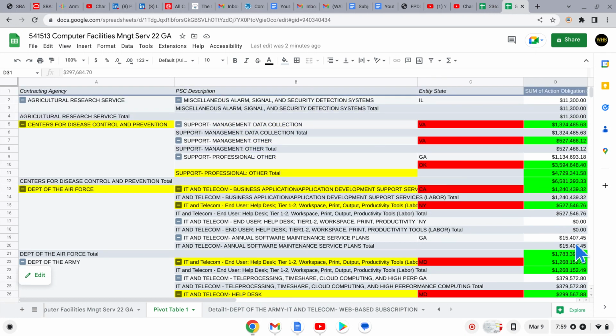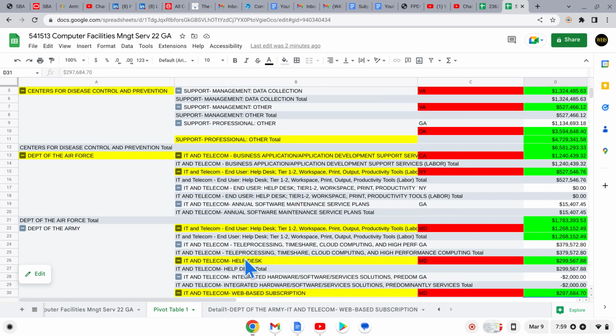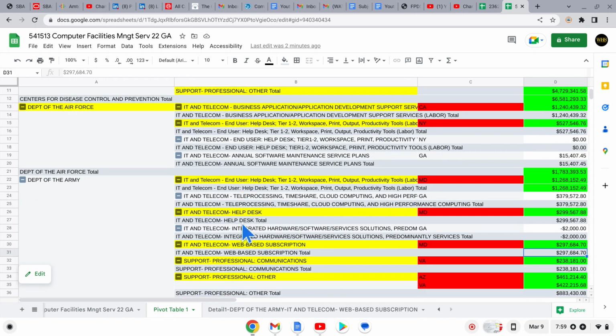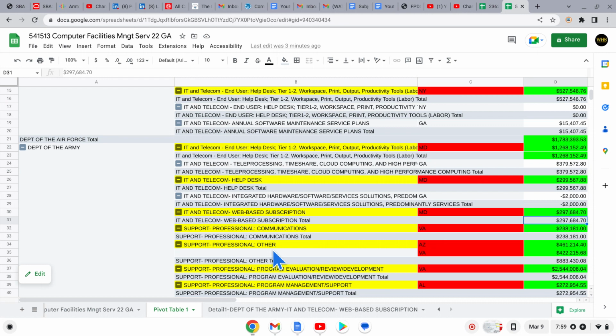So again, this is for computer facilities management. It had some telecom in there. It had some business application development. It had some professional services. It had some help desk. It had integrated hardware, software services, solutions. It had teleprocessing, timeshare, cloud computing, and high performance computing. Web-based subscriptions, professional communication. So if these are keywords that you're familiar with, that your business does, then this is where you want to be.